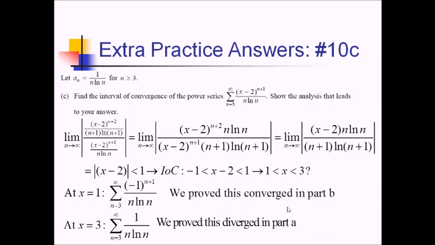So pulling all this together, we can write 1 less than or equal to x, because we proved that 1 converged, less than 3, because we proved that 3 diverged, and this is our final interval of convergence.